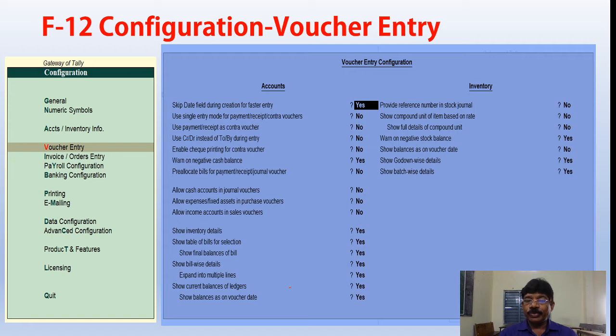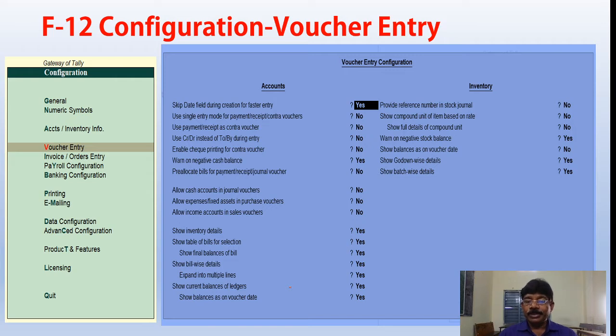Use single entry mode for payment, receipt, and contra vouchers. Suppose I am depositing a check as well as cash in the bank, both to be entered. When I say yes here, it will let me enter 2, 3, 4, 5, 6 items at a time. When I make 20 payments, through check, rent, everything through check or through cash, all will be entered in one single voucher. That's why single entry mode is useful if I enable it.